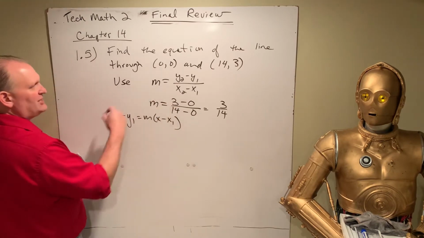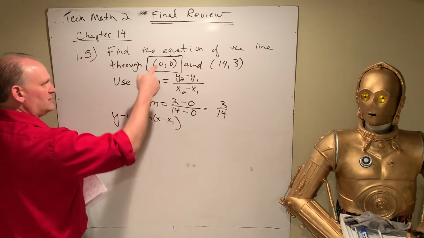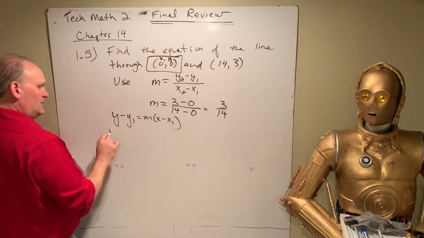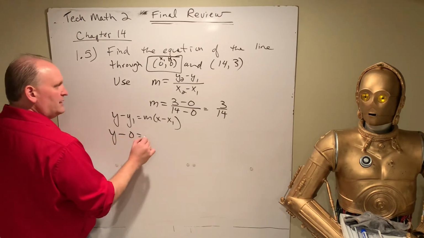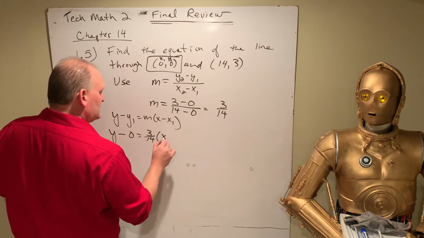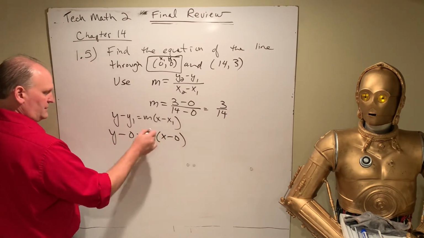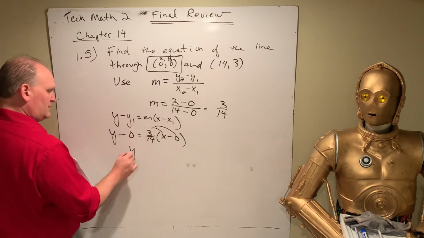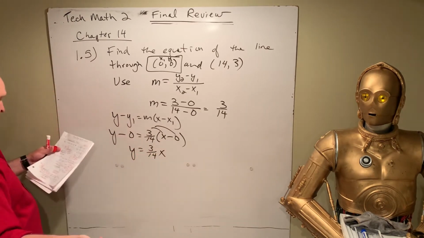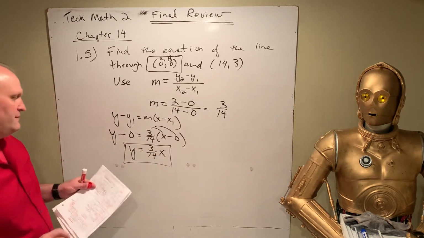So you want to pick the easier of the 2 points. Well, this one is obviously easier. It's so much easier to plug in 0, 0, right? So y minus 0 equals 3/14 times x minus 0, and so 0 times anything is 0, that just goes away. So we got y equals 3/14 x, and we're done. If you want to say plus 0, you can say plus 0, but you don't have to.